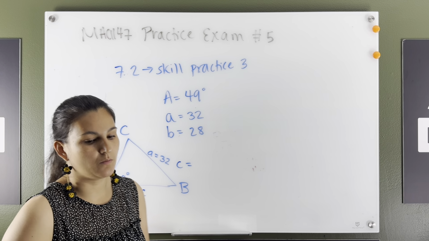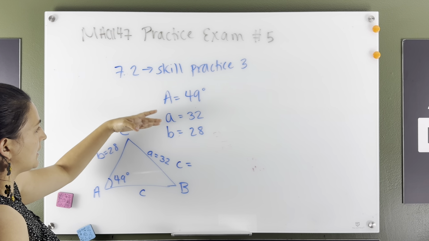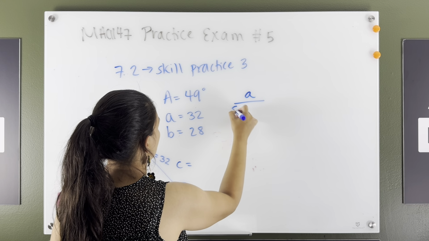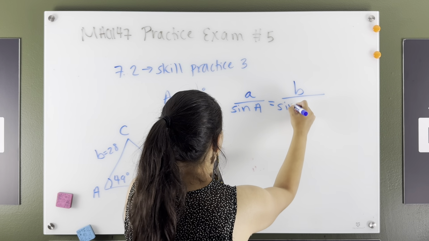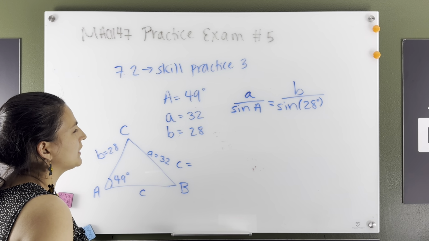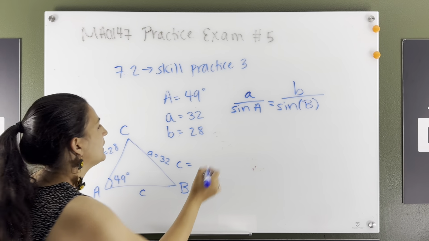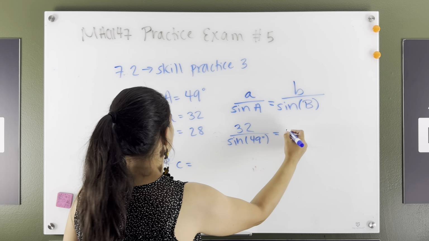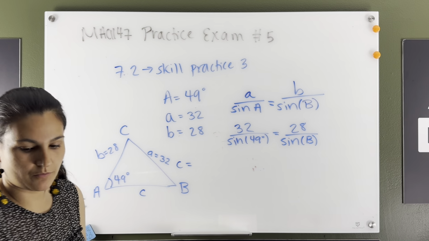So we're going to see what we can do. Back to the law of sines. Because they give me angle A and side A, I'll use that ratio. So I'm going to do A over sine of A equals, and then since they gave me B, I might as well start solving for angle B. Just plug in what you need to plug in. This is a general formula, and then I'll plug in. Okay, we're solving for B.